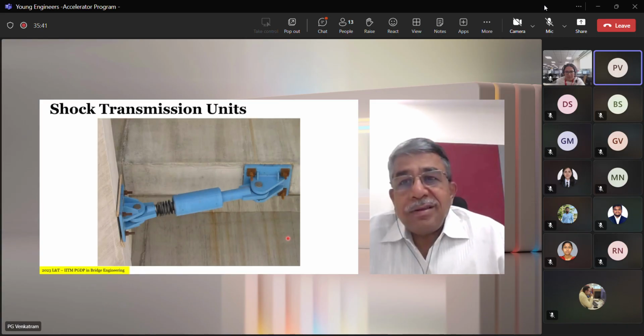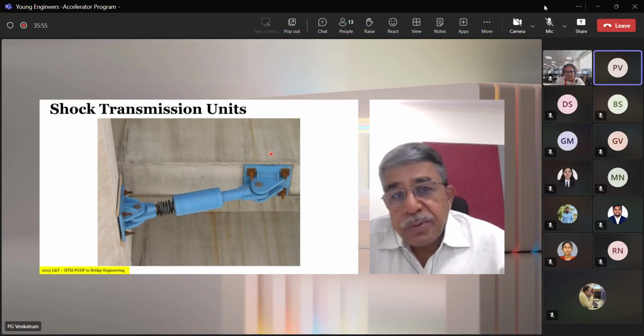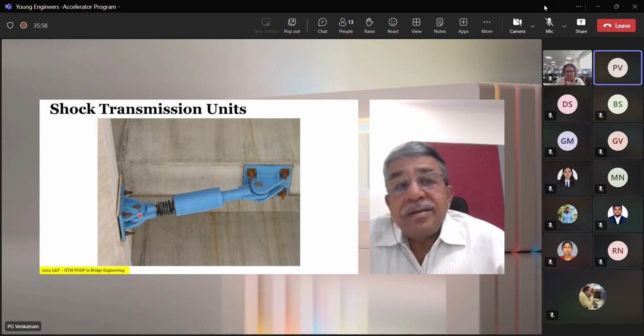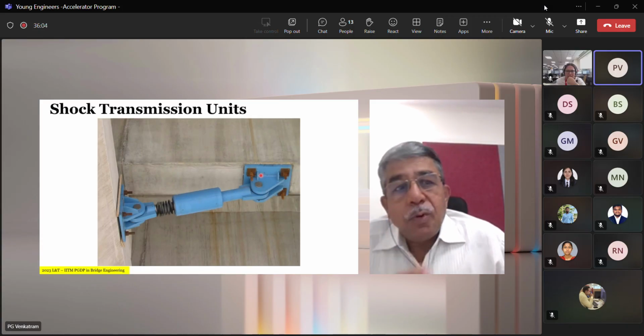OK, so this is a typical example of a shock transmission unit, which essentially works bidirectionally. When the relative displacement, this is the pier, this is the superstructure. If the superstructure moves to the right, this engages in tension. If the superstructure moves to the left, it will engage in compression. So the detailing must be good for both. And somebody has rightly observed, there will be shear in that. The bolts are designed to take care of the shear.